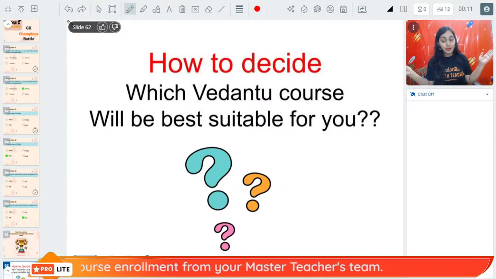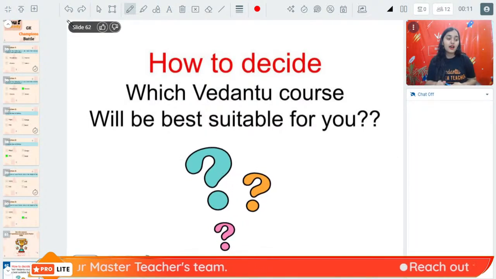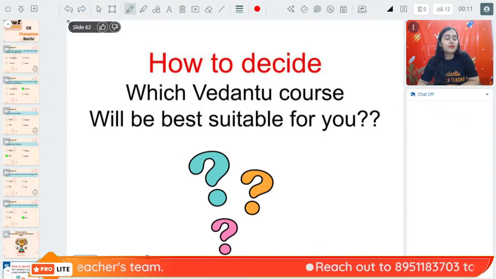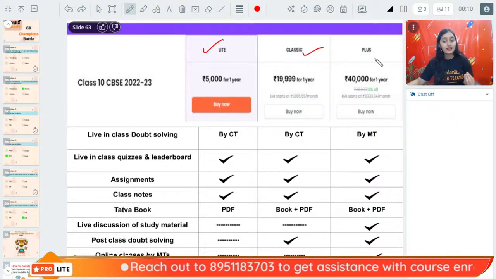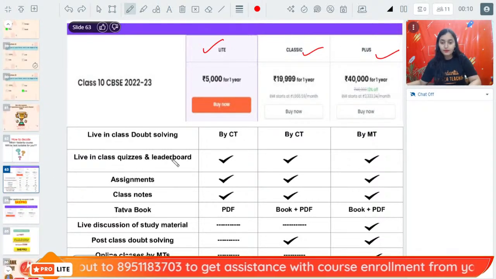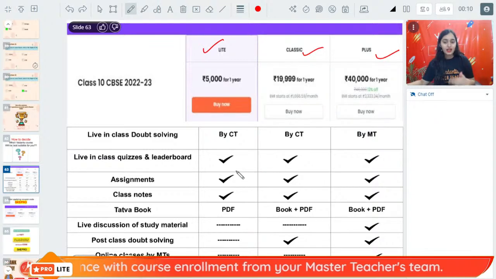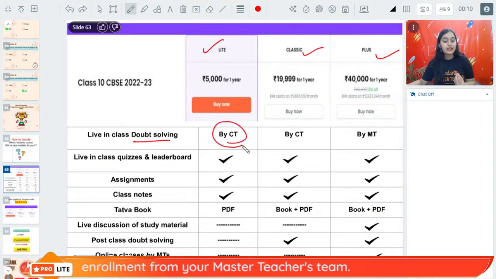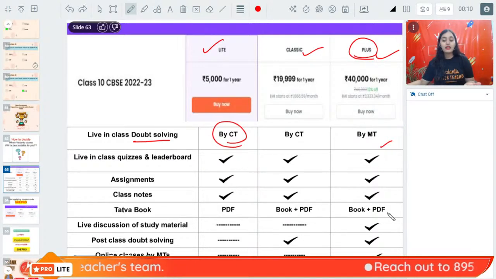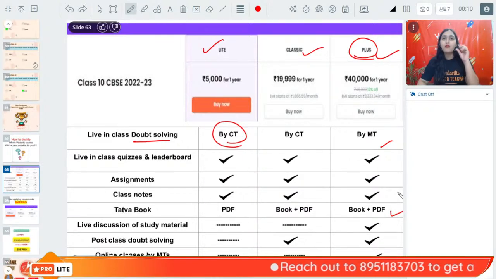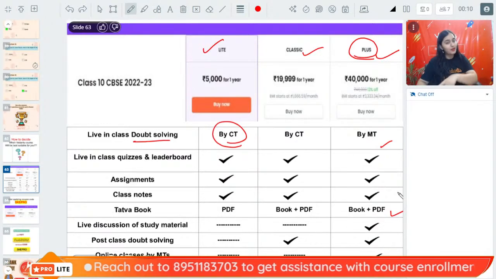Alright, guys, so that was all about today's class. I hope you all had fun. Now, moving on, guys, how to decide which Vedantu course is best suitable for you. So, this is the best differentiation between Pro Lite, Pro Classic, and Pro Plus courses of Vedantu. In Pro Lite, you are having all the amazing features. The only difference is your doubts will be solved by the class teacher rather than the master teacher. But in Pro Plus, even your doubts are solved by the master teachers and you will get the Tatva book in the form of hard copy delivered to your home. So that is the difference between Pro Lite and Pro Plus. So you can choose one according to your benefit.